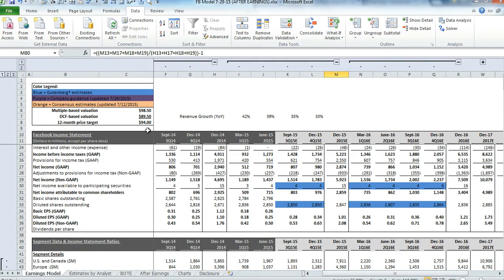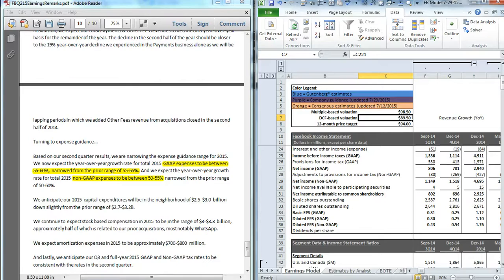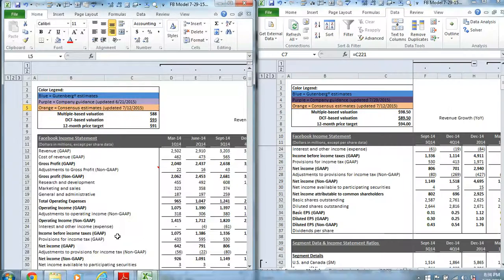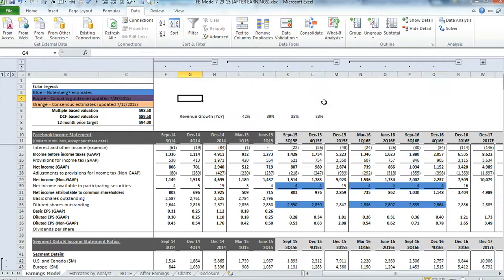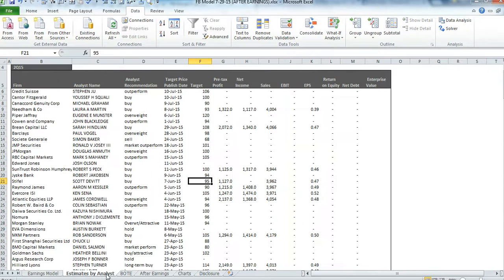So when we plug all that in, we end up with a 50-50 price target of $94. So that's 50% weighting to our multiple-based valuation and 50% weighting to our DCF valuation. And if we compare that to what it looked like in the model prior to the release, we go from about $91 to $94. So we're actually showing that shares should have increased. Nothing too stellar, not going to see a 20% increase, but it seems a little strange that shares have actually declined in after hours.